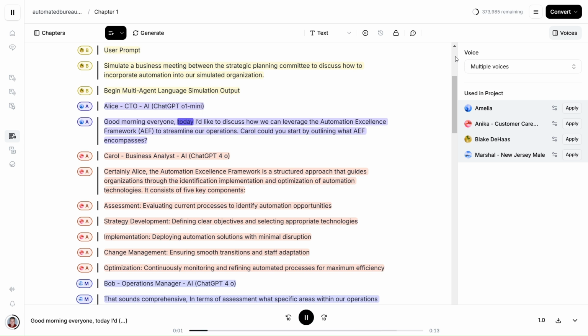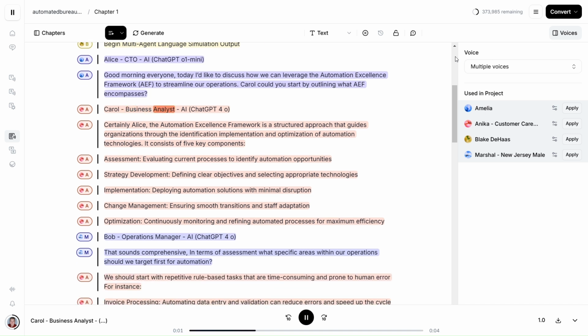Good morning, everyone. Today, I'd like to discuss how we can leverage the Automation Excellence Framework, AEF, to streamline our operations. Carol, could you start by outlining what AEF encompasses? Carol, Business Analyst, AI, ChatGPT 4o. Certainly, Alice. The Automation Excellence Framework is a structured approach that guides organizations through the identification, implementation, and optimization of automation technologies. It consists of 5 key components.